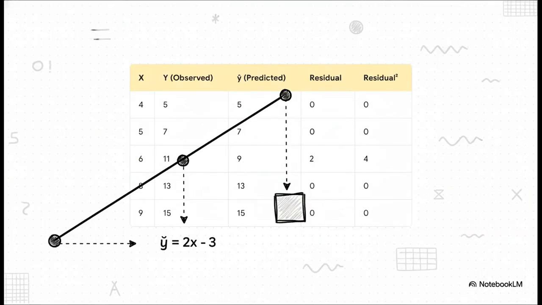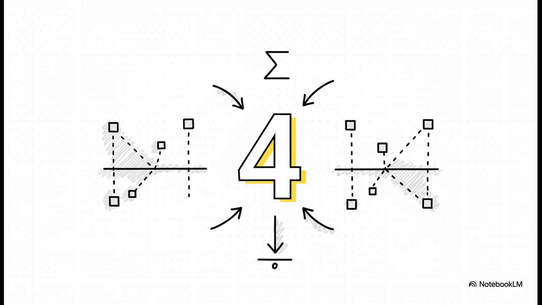And you can see exactly how it works right here. For almost every point, our line nailed the prediction perfectly. But check out that point where x was 6. The real observed y was 11, but our line predicted it would be 9. That leaves us with a residual of 2, and when we square that, we get 4. So when we add up all those squared numbers from our example, we get a total error score of 4.